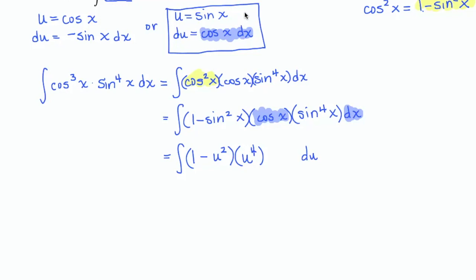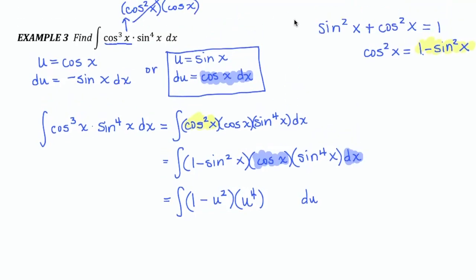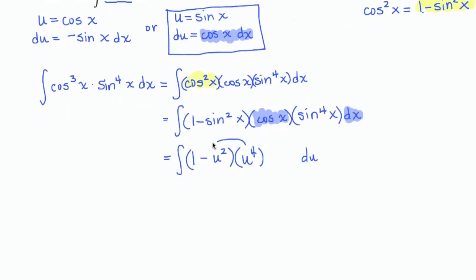So the key was to realize two facts. Number one, that sine and cosine are derivatives of each other, and number two, that there's an identity that will allow us to switch one into the other. Using both of those tools, we have this integral. And just by distributing the u to the fourth to both parts, I have the integral of u to the fourth minus u to the sixth du, which of course is going to be u to the fifth over 5 minus u to the seventh over 7 plus a constant. And now I substitute my original u back in.